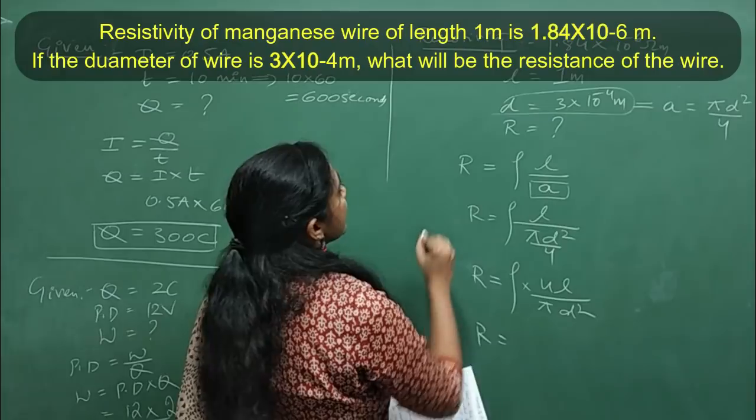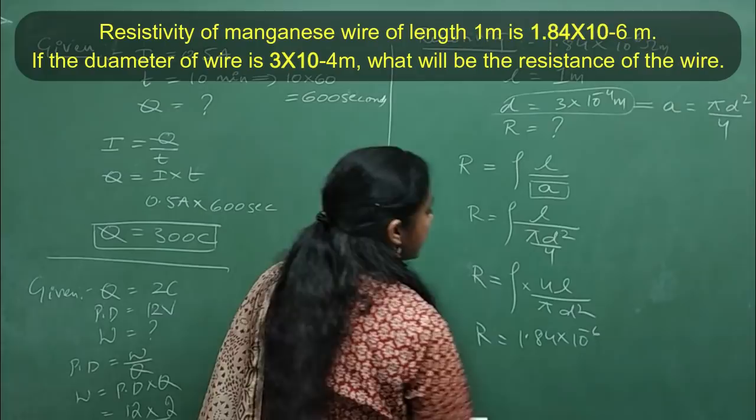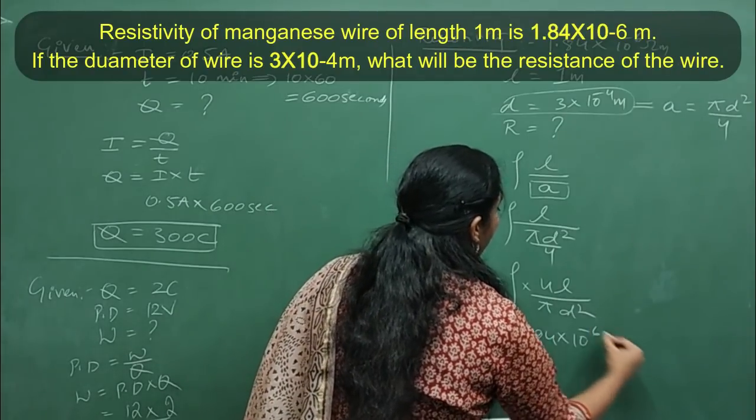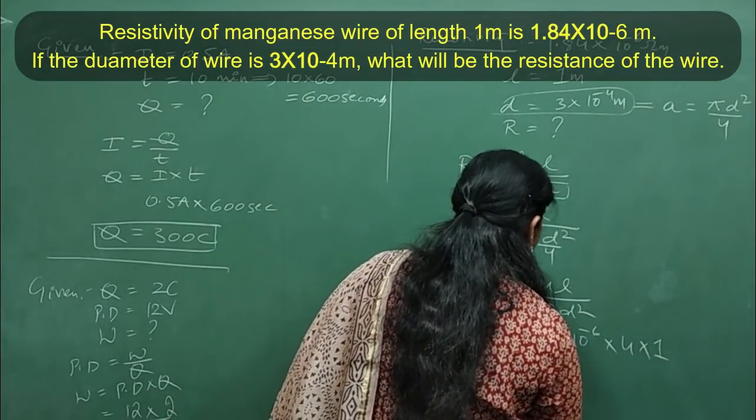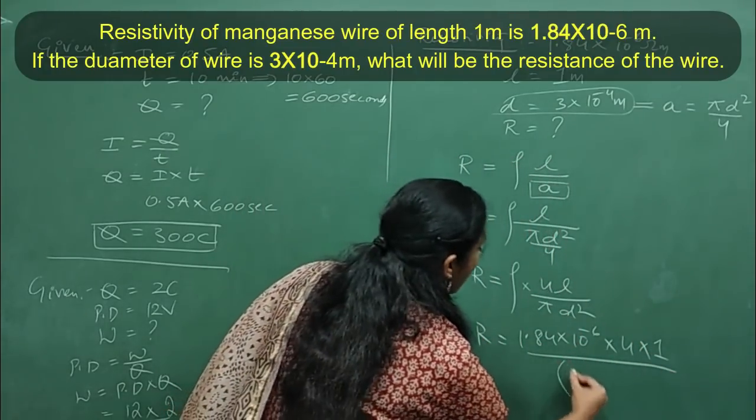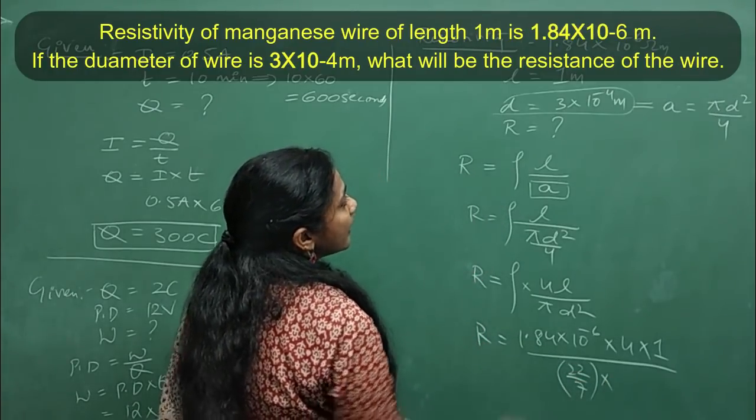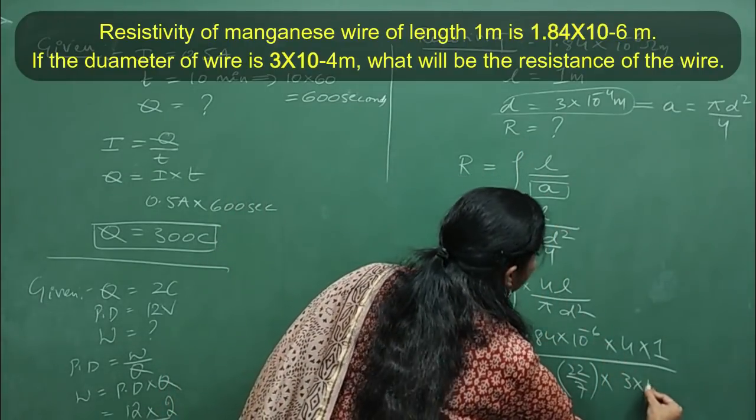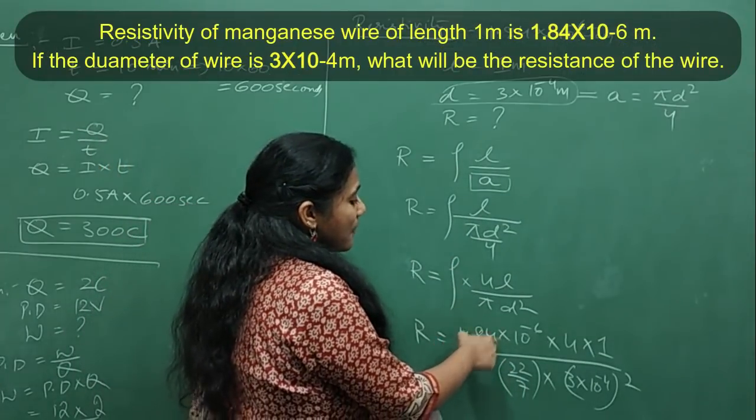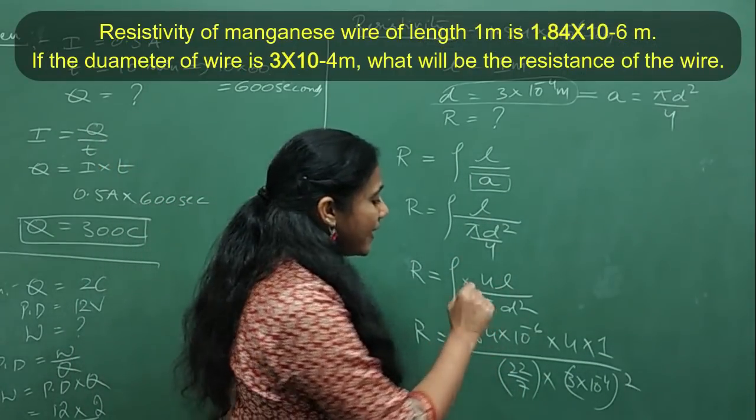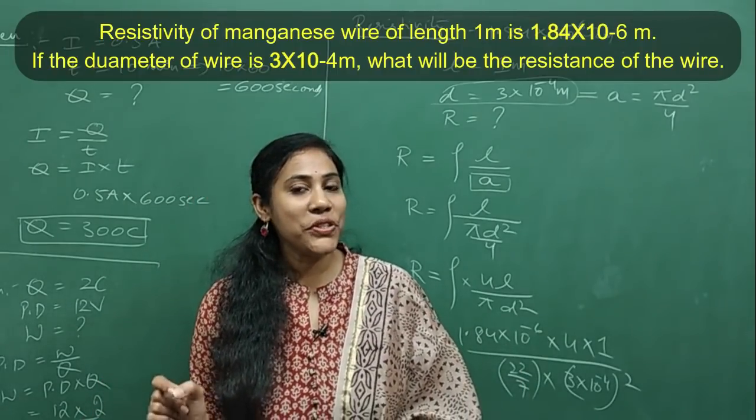R is equal to resistivity, which is how much? 1.84 into 10 power minus 6, right? Into 4, into L. L is how much? 1 meter. So divided by pi, whose value is how much? 22 by 7, into d square. So what is the diameter? 3 into 10 power minus 4, whole square. So we have substituted everything in place. Do the calculation and post the answer in the comments. Let me check who will post first.